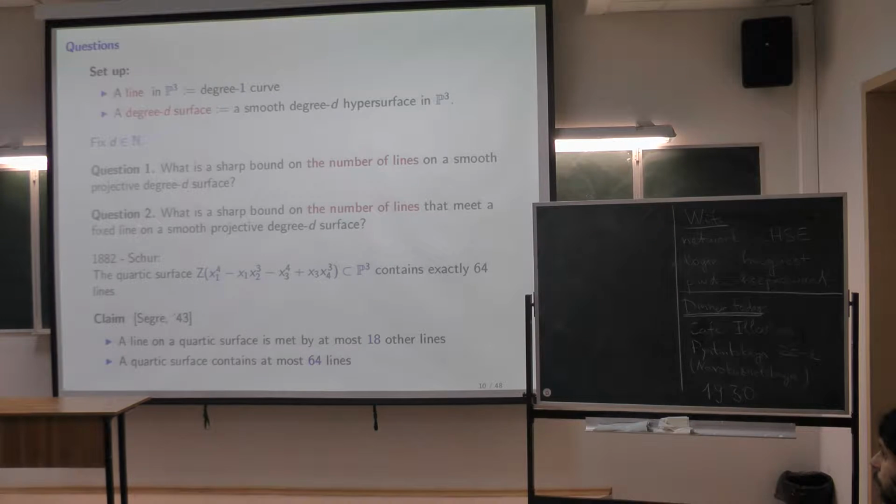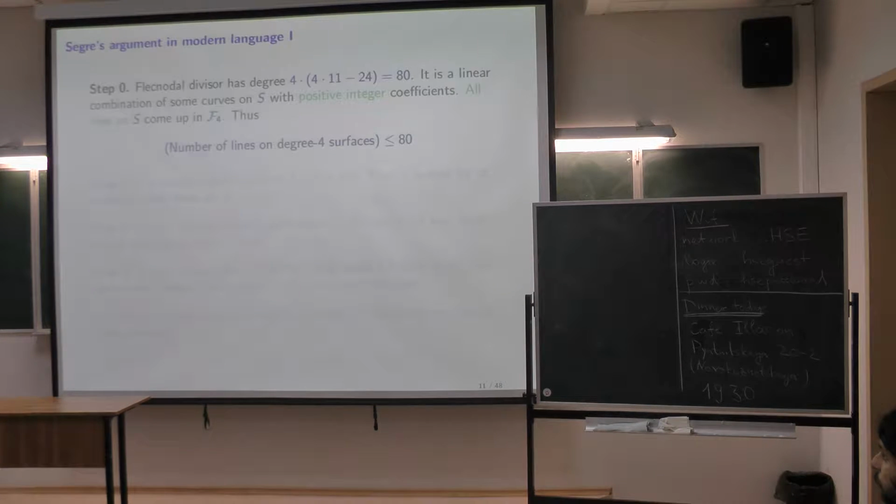So now, both questions are related, and let us analyze this argument because it's beautiful. The first step of this argument is just doing the flecnodal divisor. It has degree 18, so you have at most 80 lines on your surface. Then you say, I have at most 18 lines meeting a fixed line. Then you say, okay, if there is a plane that splits into 4 lines, then you have 18 meeting this one, but 3 are here. So 15, 15, 15, 15, this gives 60 plus 4, is 64.